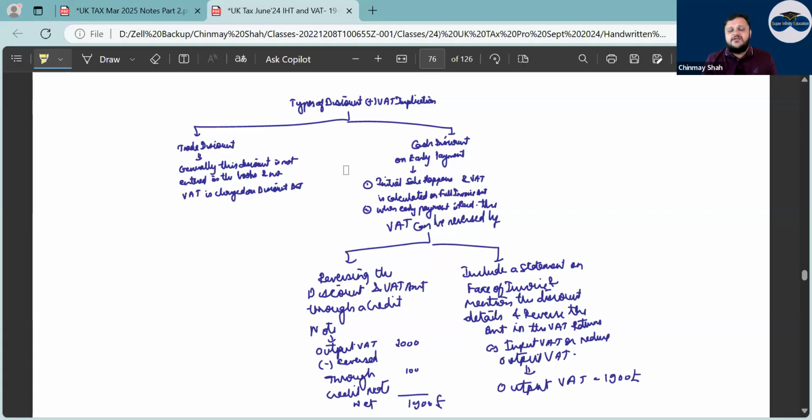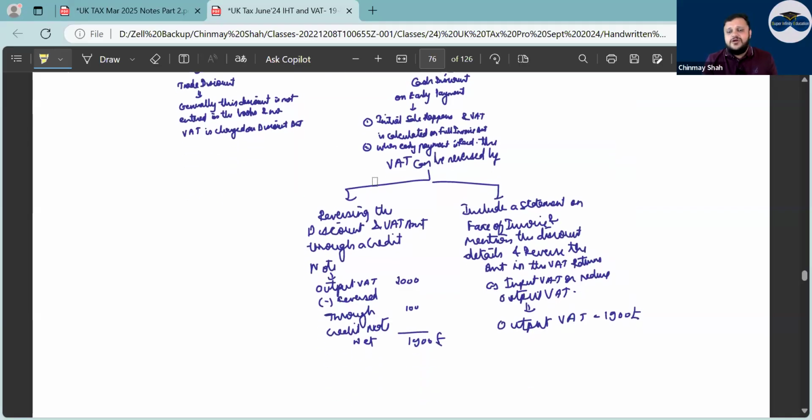Initial sale happens and VAT is calculated on the full invoice amount. When early payment is received, the VAT can be reversed, correct? Two ways you can reverse. One is what? Tell me. Through a credit note. You pass a credit note, 100 sale, 10 credit note, correct? And reduce or reverse the VAT on that. Output VAT, right? 20 and reversed 10, right?